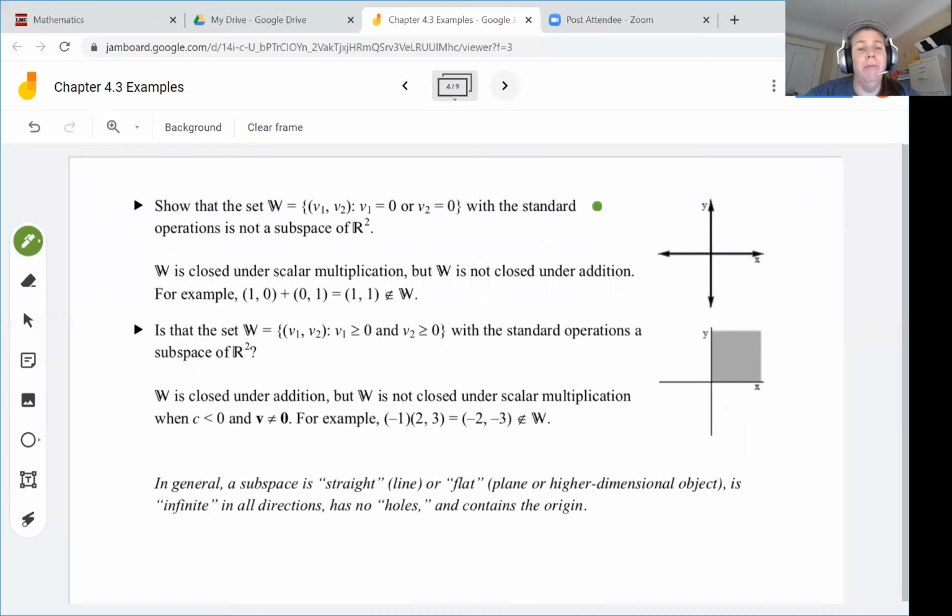All right, in our next example, we want to show that the set W equals the ordered pairs V1, V2, where V1 is 0 or V2 is 0, with the standard operations, is not a subspace of R2. So W would be closed under scalar multiplication, because if you multiply a scalar through, you're still going to have one of the elements be a 0. But W is not closed under addition. So for example, if you've got 1, 0 plus 0, 1, then you get 1, 1, where neither element's 0. So that is not in this subspace where one of the elements or components has to be a 0.